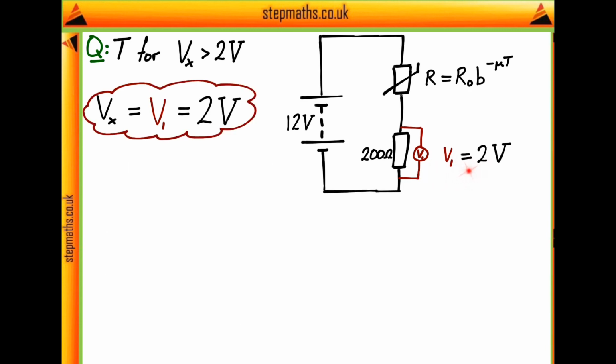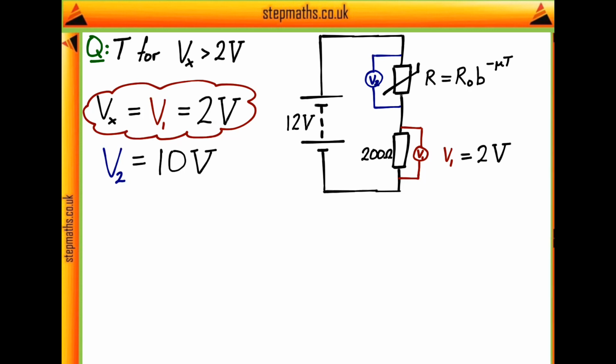Now that we've thought about the voltage across this component anyway, let's have a look and think about the voltage across the other component. So since we're looking for a minimum of 2 volts across this, we're looking for V2, the voltage across our thermistor, to be 10 volts or below.